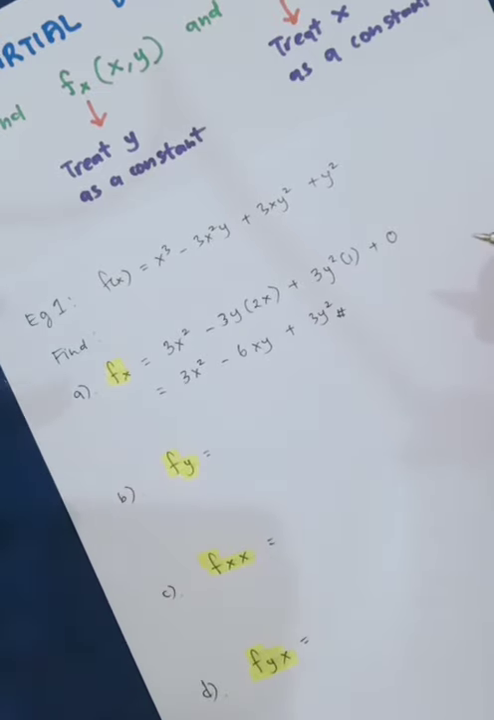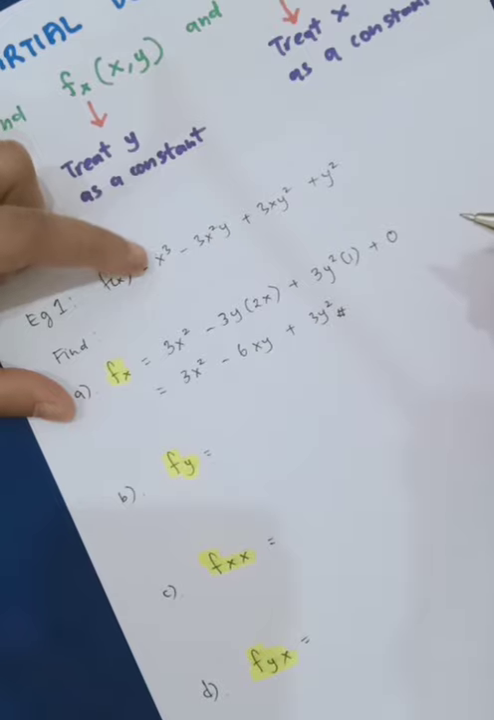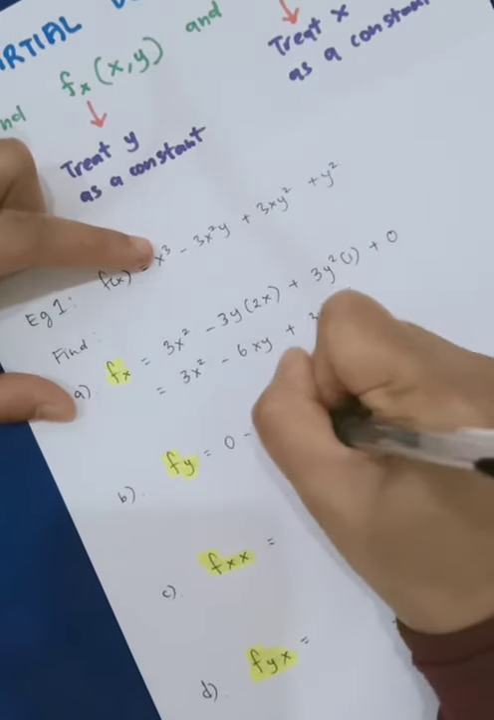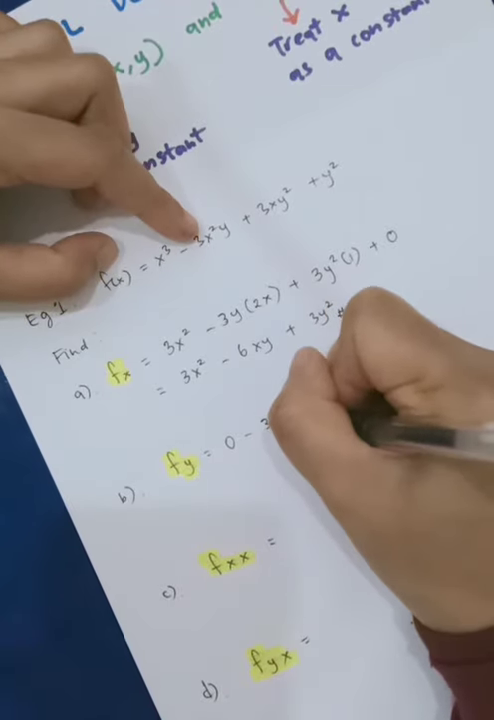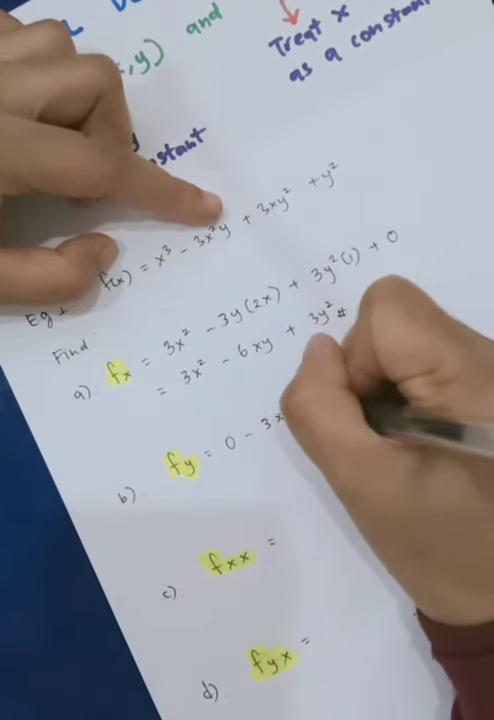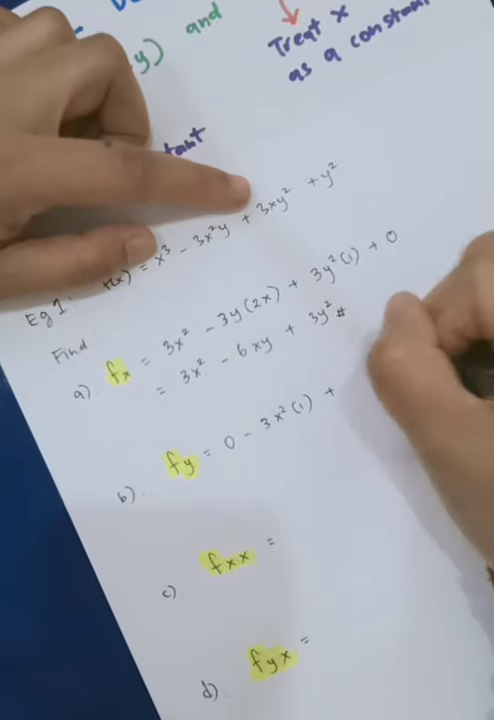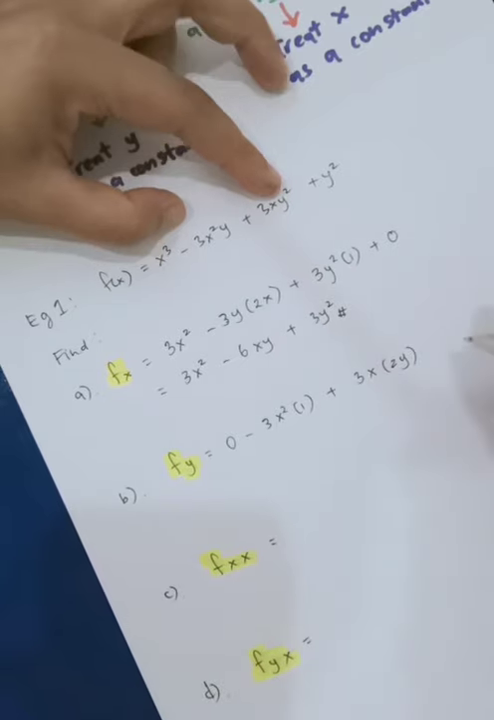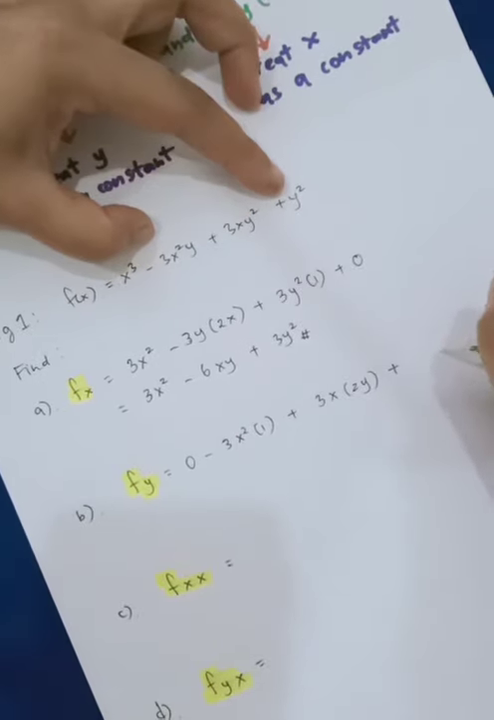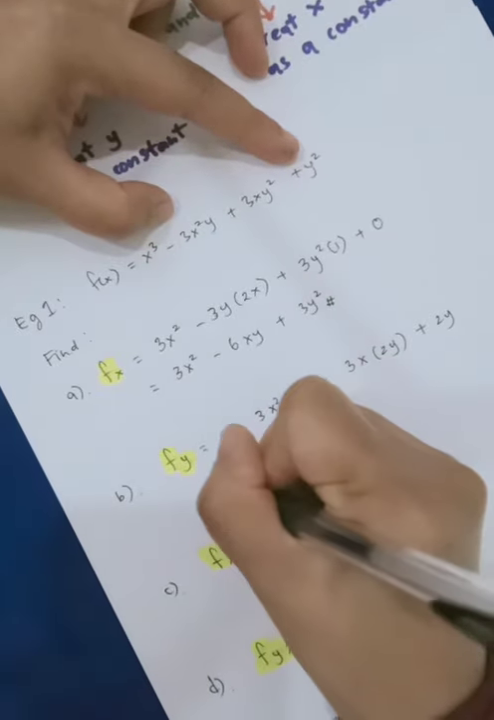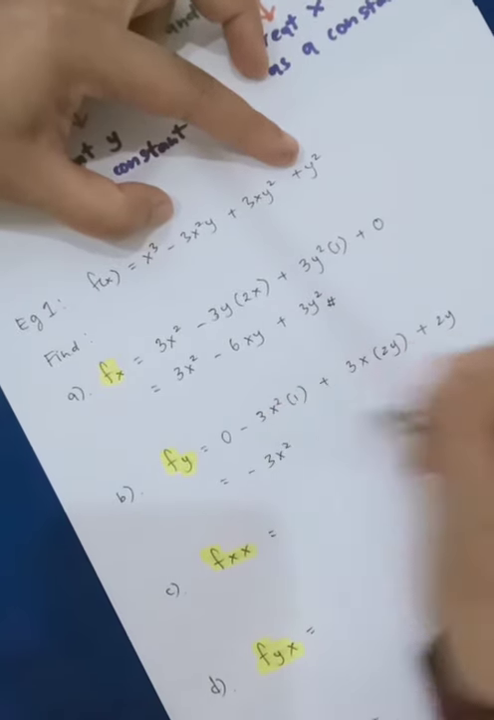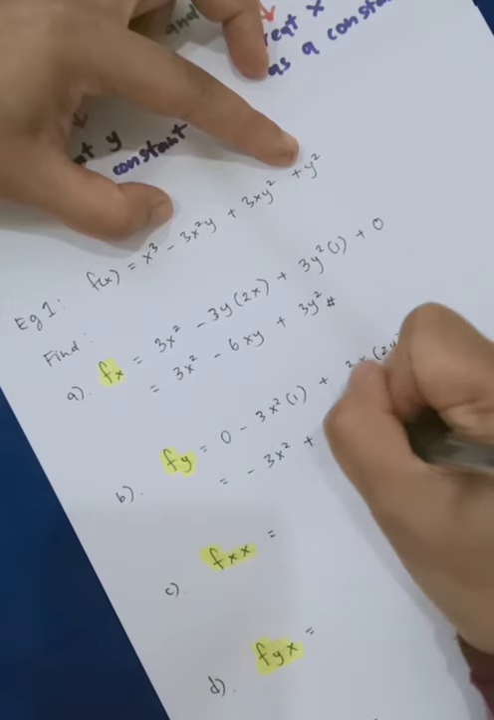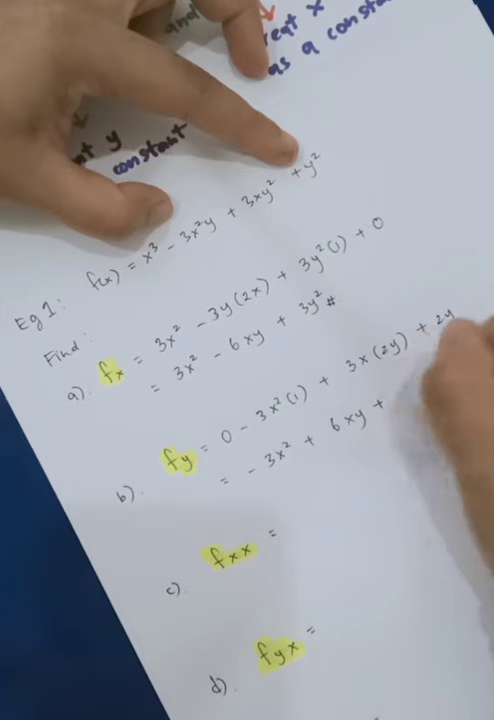Now x is a constant, so x cubed is a constant, we get 0. Minus 3x squared, x is a constant, so differentiate y, we get 1, plus 3x, differentiate y squared, we get 2y, plus differentiate y squared, we get 2y. Simplify: negative 3x squared plus 3 multiply 2 gets 6xy plus 2y.